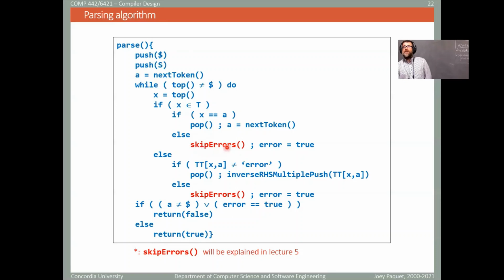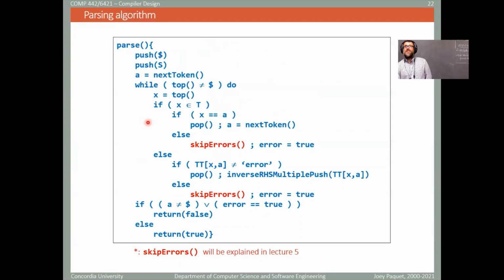Here, I'm not going to explain what happens if you see an error. That's going to be in the next video. So here, essentially, top is, of course, my top of the stack, and I identified this with the variable x.